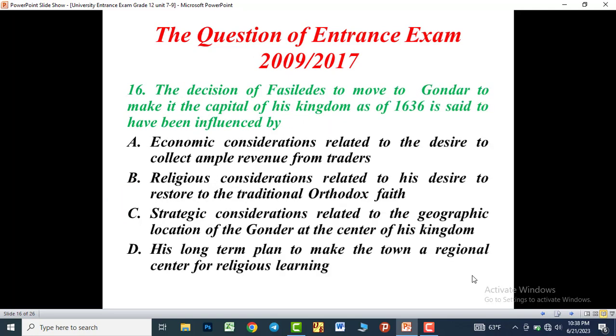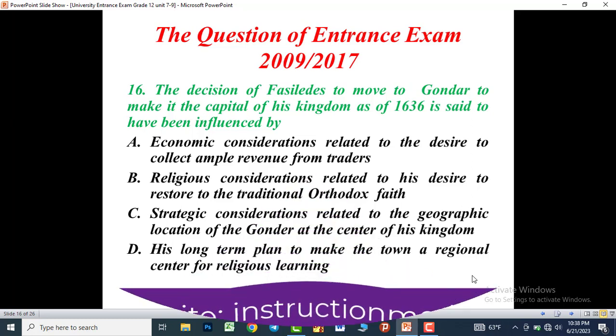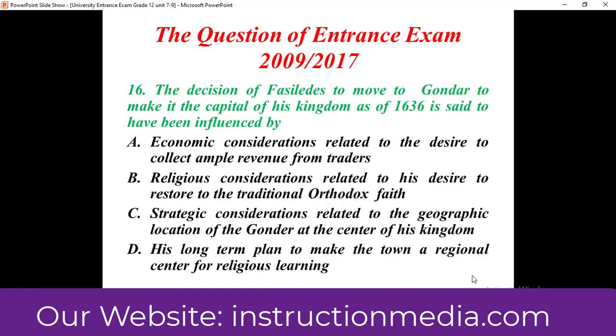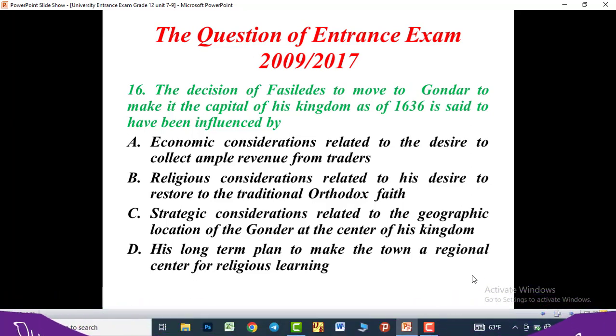Question number 16. The decision of Fasilides to move to Gondar to make it the capital of his kingdom as of 1636 is said to have been influenced by A. Economic consolidation related to the desire to collect ample revenues from traders. B. Religious considerations relating to his desire to restore the traditional Orthodox faith. C. Strategic consideration related to the geographical location of Gondar as the center of his kingdom. D. His long-term plan to make the town a regional center for religious learning.